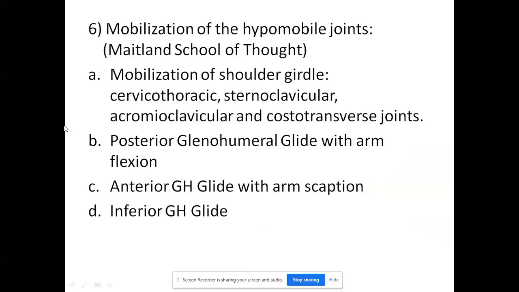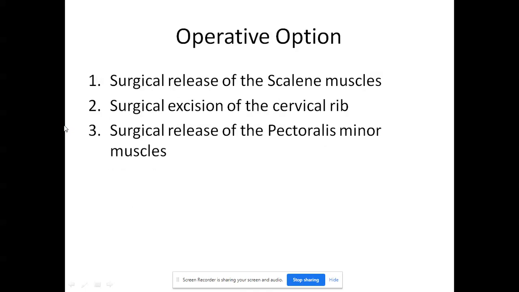Coming to the mobilization. Mobilization is generally performed for the shoulder girdle, that is your cervicothoracic, sternoclavicular, acromioclavicular, and costotransverse joints. The appendicular system, that is your shoulder girdle. Posterior, anterior, and inferior GH joint glides are also performed in order to restore the glenohumeral movement.